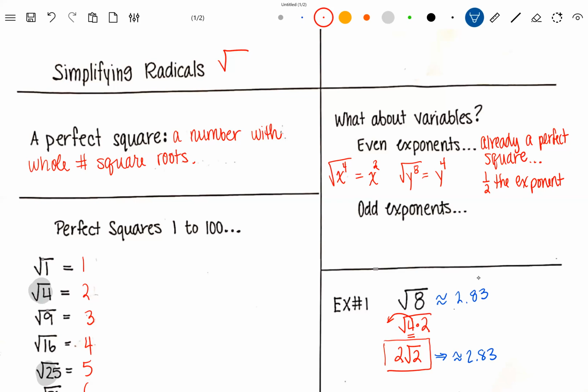If your expression has a variable with an odd exponent, you rewrite it as a perfect square with one extra. So if I'm talking about the square root of x to the 7th, I can rewrite that as the square root of x to the 6th times x. That x to the 6th is my biggest perfect square that will divide evenly into x to the 7th. That one I can square root, which means I would have to half that exponent and the other stays underneath.